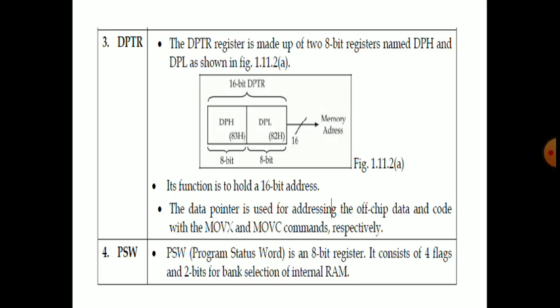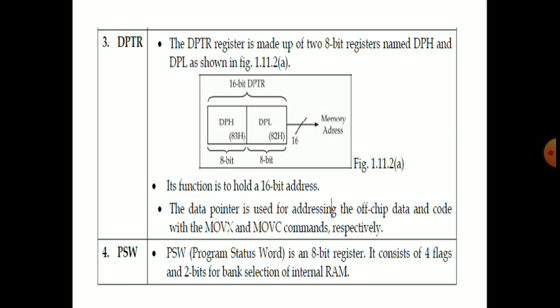And DPTR, the data pointer register. The DPTR register is made up of two 8-bit registers. You can say it is a 16-bit register that is divided into two registers, named DPH, data pointer high, and DPL, data pointer low. DPH has the address 83H, and DPL has the address 82H. Its function is to hold a 16-bit address, while DPL and DPH each hold 8 bits.